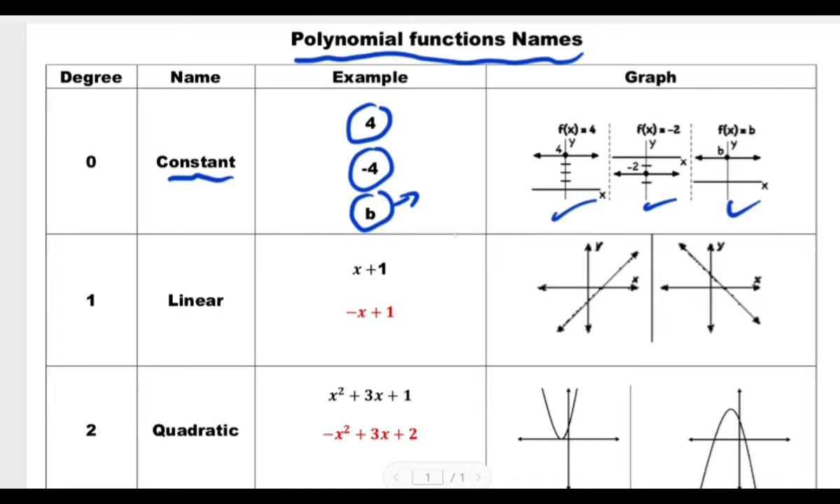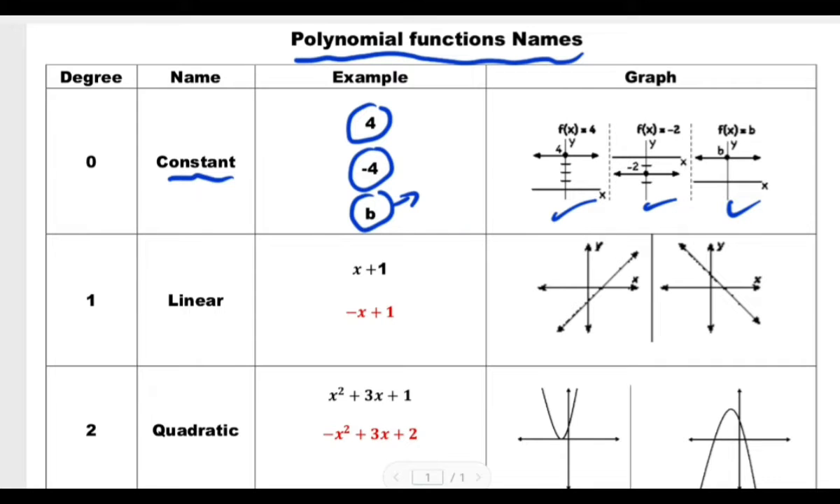The first thing we look for is the variable. For example, x power 3, we look for the highest power or the greatest power of the variable. And the second thing, we look at the coefficient before that number, if it's positive or negative. And I will show you how during this explanation.